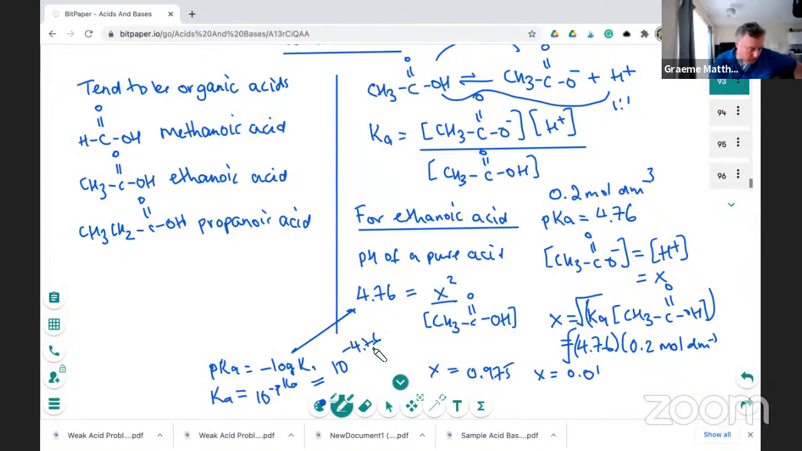4.76. Okay, so hold on. Second button, 10 to the negative 4.76. Right, oh, there we go. All right, and so this means that the Ka value is what, 1.74738 times 10 to the minus 5. That's going to help out a lot.